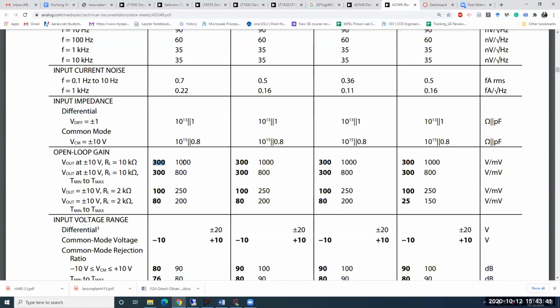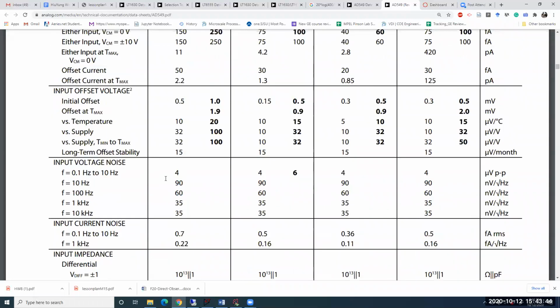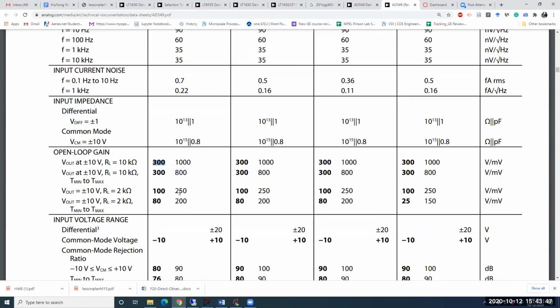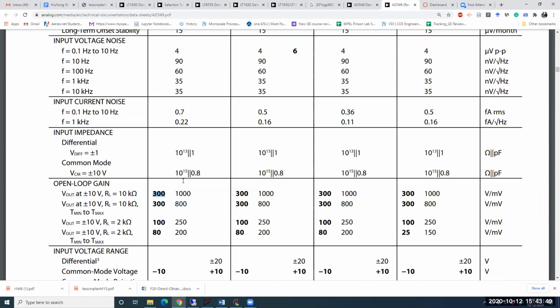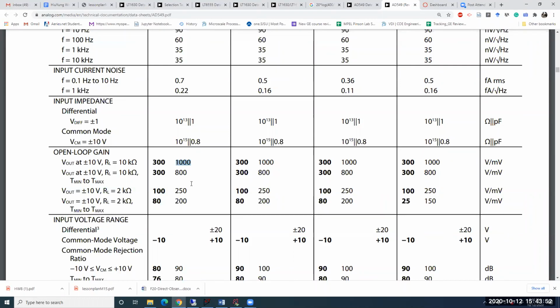But notice these values in bold are the minimum. But then these values are what they call typical. And the thing is, this is the value they sell you. Hey, this op amp has a certain level of gain, but these bolded values are the only things that they're actually guaranteeing. So if you center your design around this number here and it's not working, and it turns out because you got a bunch of op amps at 300, you're kind of out of luck.